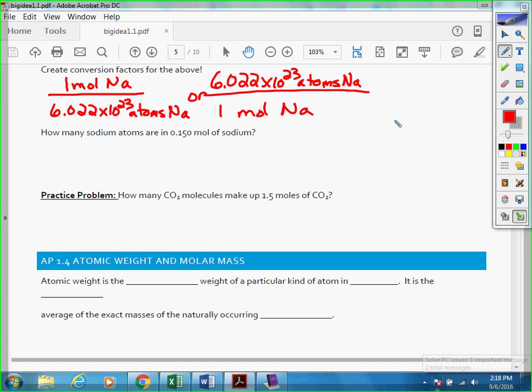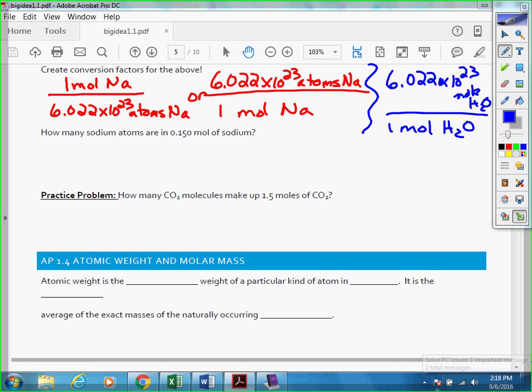I could do one for water. Here's water. Let me make it blue. 6.022 times 10 to the 23rd molecules H2O over 1 mole H2O. Let me ask you this. What about moles of H over mole of H2O? What numbers would I put there?